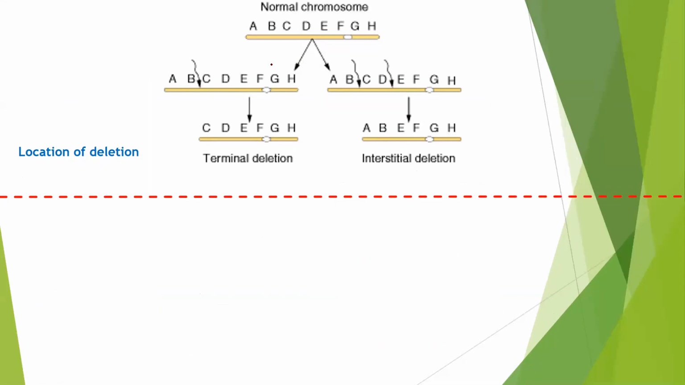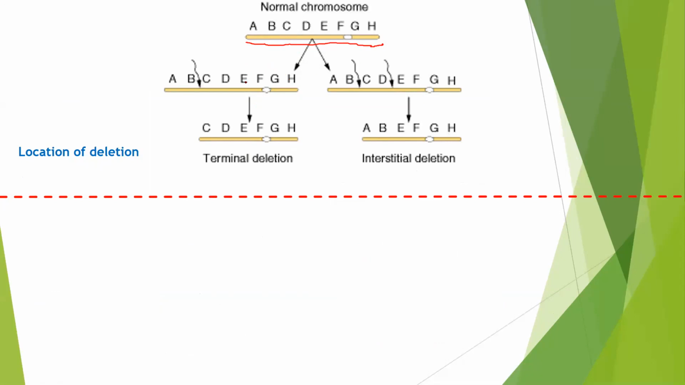Because deletion is very important, next we're going to talk about deletion. Suppose this is the wild type chromosome. You're going to see the intact genes on this chromosome: A, B, C, D, E, F, G, H.